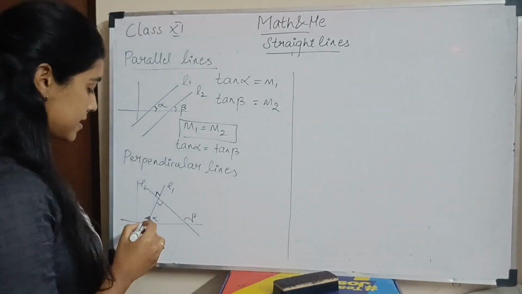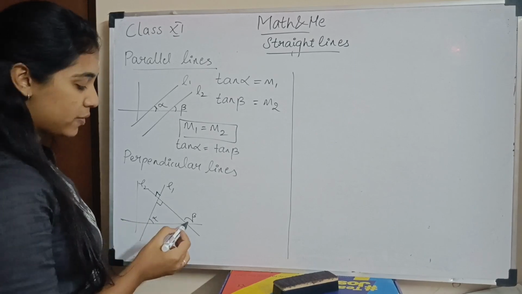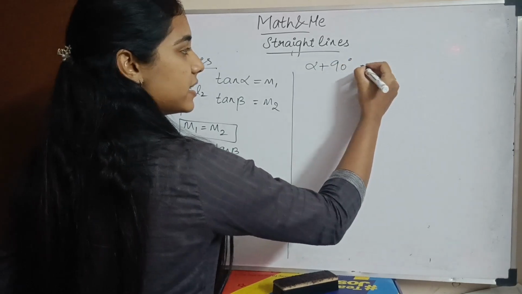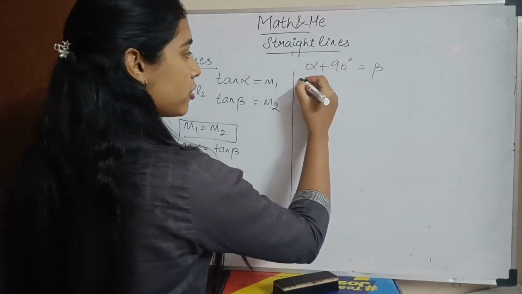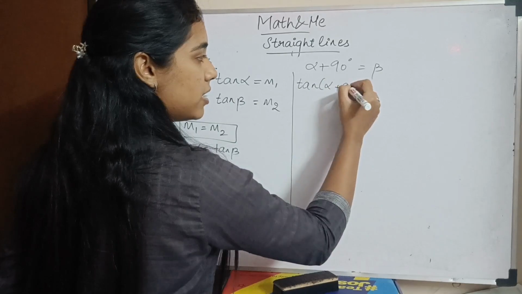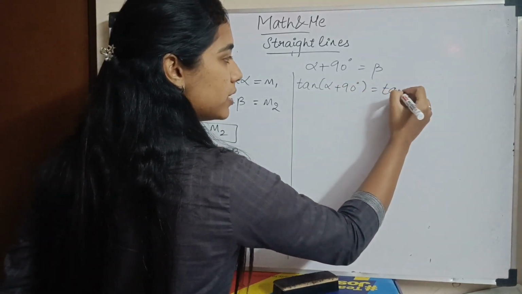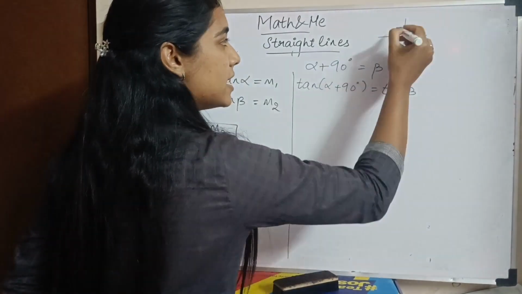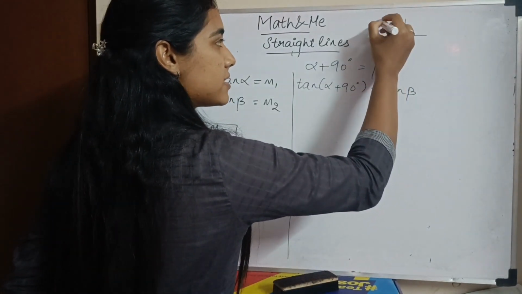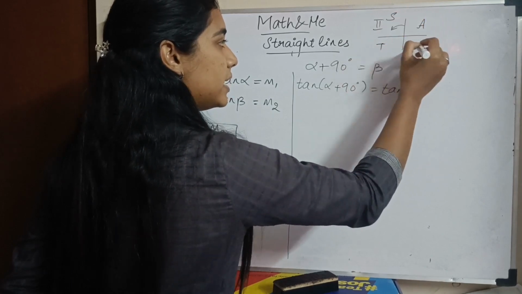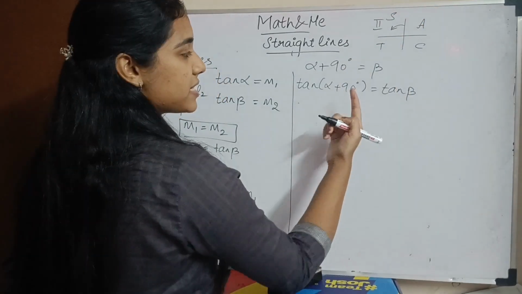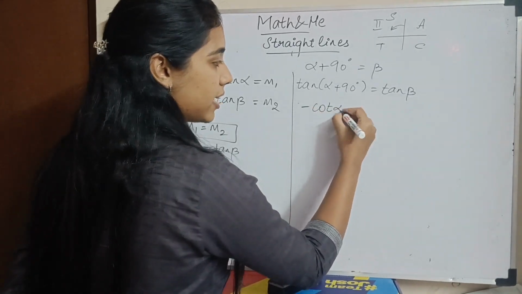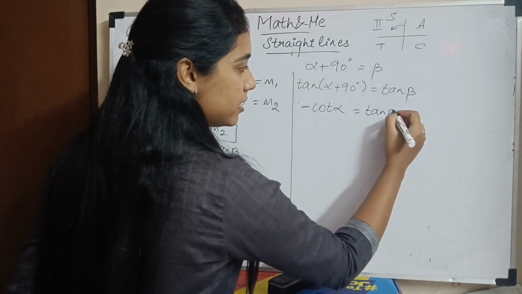What do you know about triangles? The exterior angle of a triangle is equal to the sum of the interior opposite angles. So that means alpha plus 90 degrees is equal to beta. Taking tan on both sides, what do you have? Tan of alpha plus 90 is equal to tan beta. 90 plus alpha is over here, in the second quadrant. All Silver Tea Cups. Means the tan of alpha plus 90 will be negative. Also since it's 90, it will be minus cot alpha equals tan beta.